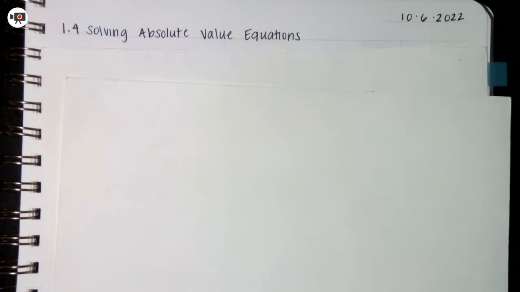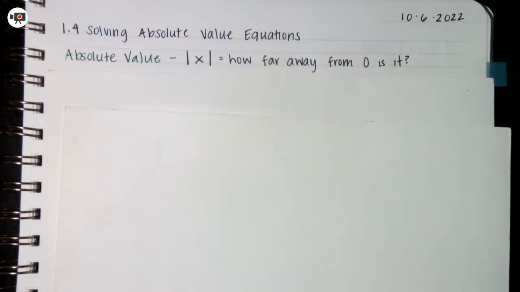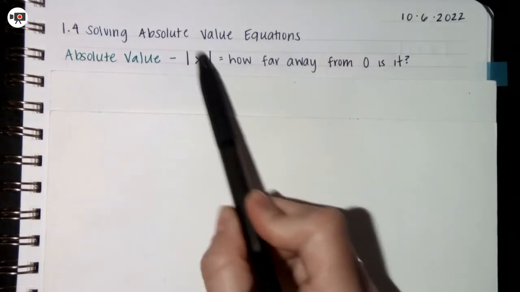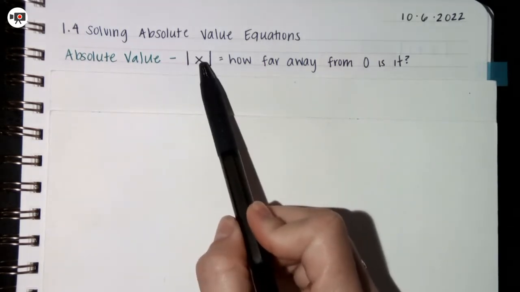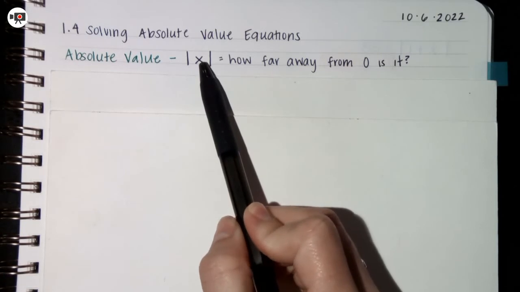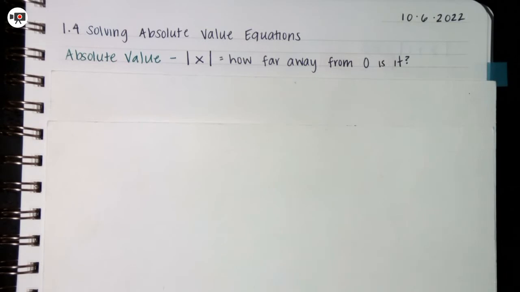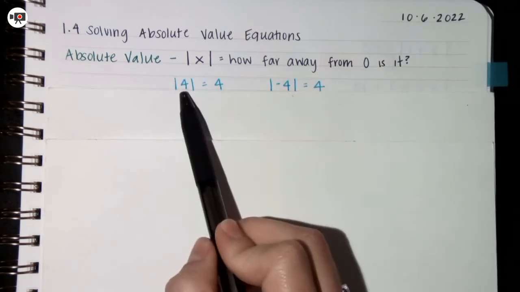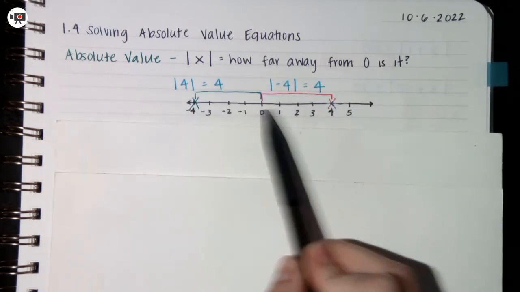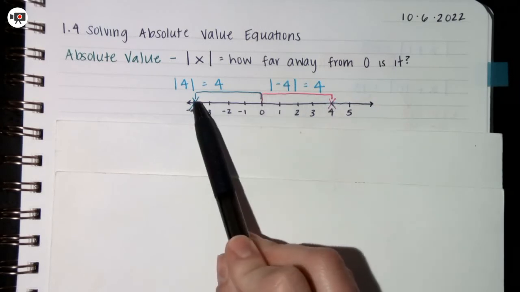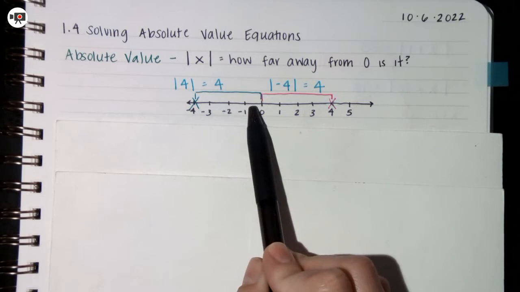This is 1.4, solving absolute value equations. An absolute value is represented with vertical bars around a number, in this case a variable, but we know variables represent numbers. And it shows how far away from 0 it is. So the absolute value of 4 is 4 units away from 0. The absolute value of negative 4 is also 4 units away from 0.